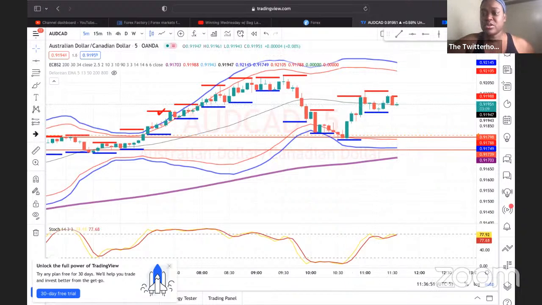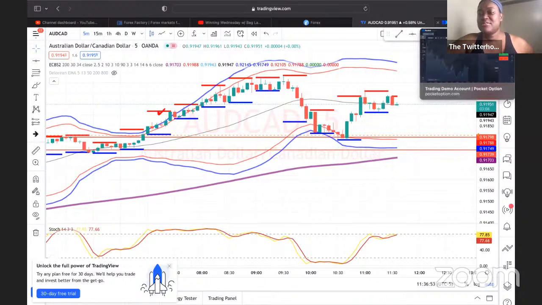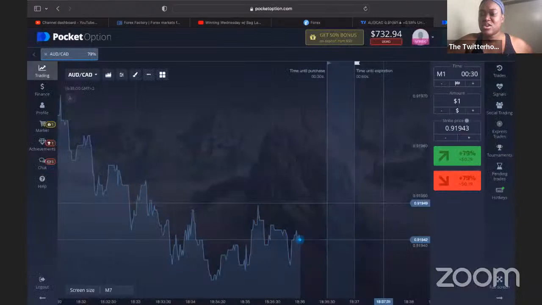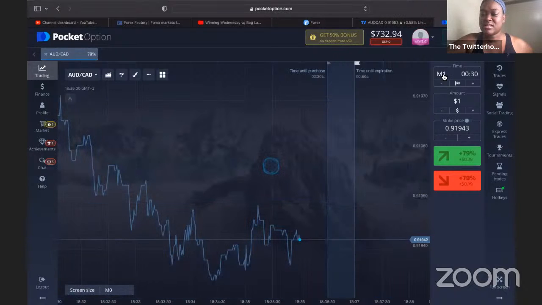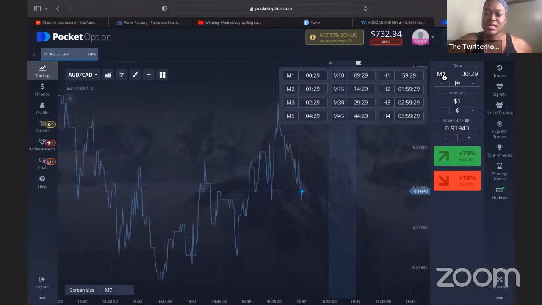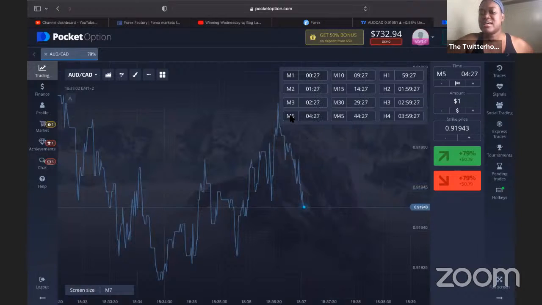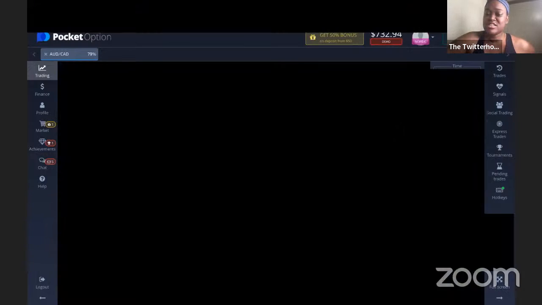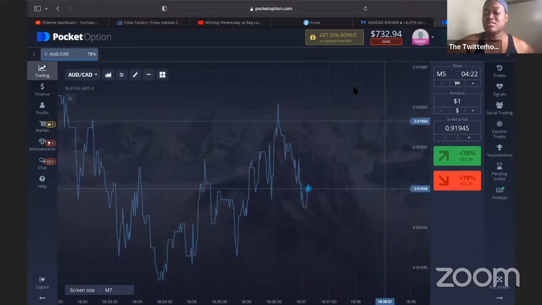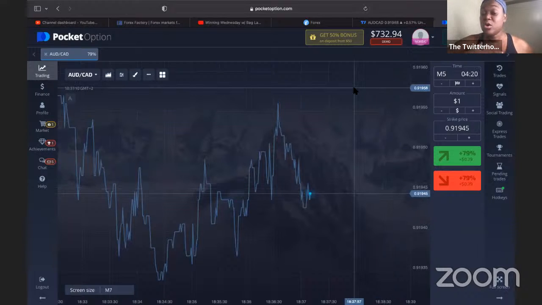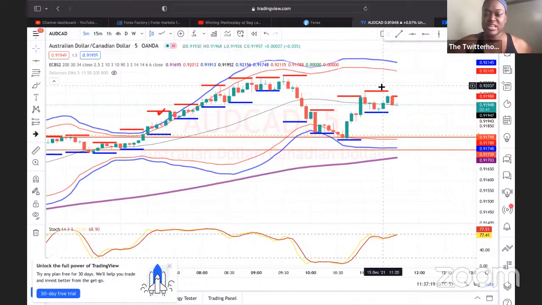So what you can do when you have two possible areas, you can take, oh, I gotta put this back on M5. You can take a smaller risk because you're not sure, because we don't know what the market is going to do. We're just making educated guesses based on data that we have, based on checking what we've seen happen.